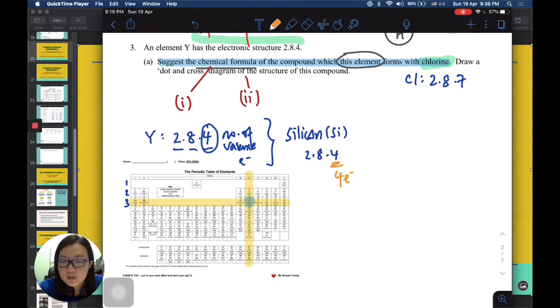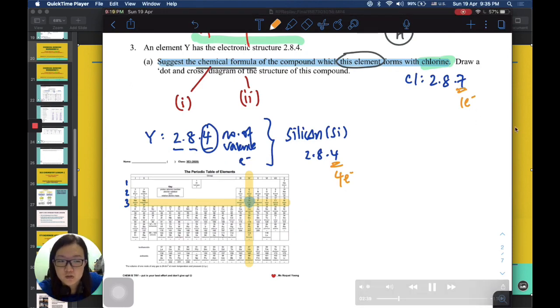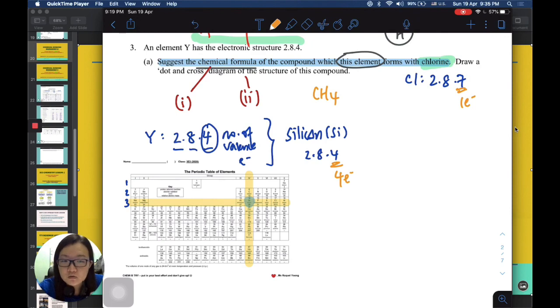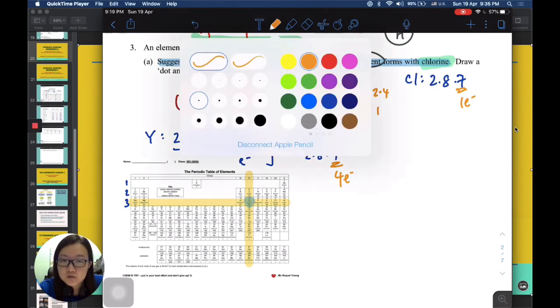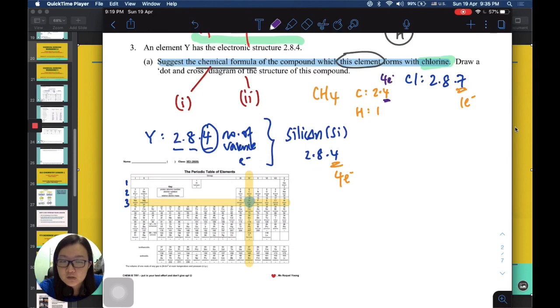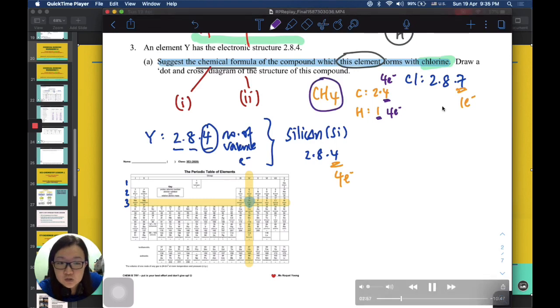If we look at silicon, we know that it needs 4 more electrons in order to obtain a stable octet electronic configuration, and chlorine needs 1 more, because now it's 7, it needs 1 more to form an octet. You realize that this looks very similar to our previous question, which is methane. For example, carbon is 2.4 and hydrogen is 1. Carbon, because it's 4, again needs 4 more to become an octet, and then hydrogen needs 1 more. Sorry, here I wrote wrongly. Then therefore the compound formed is CH4.